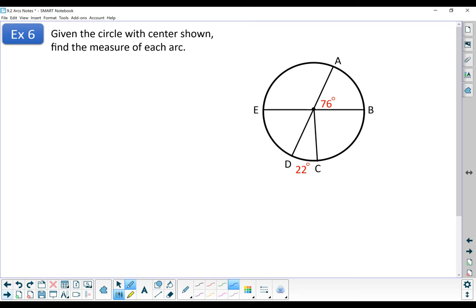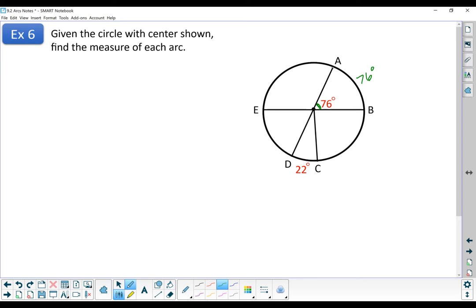Okay, here's a diagram. We've got our center marked on the diagram. It's giving us a central angle of 76 degrees here and an arc of 22 degrees here. Our goal is to fill in the rest of the diagram with the other measures. So I'm going to start with this central angle right here. If that's 76 degrees, then it is also 76 degrees here.